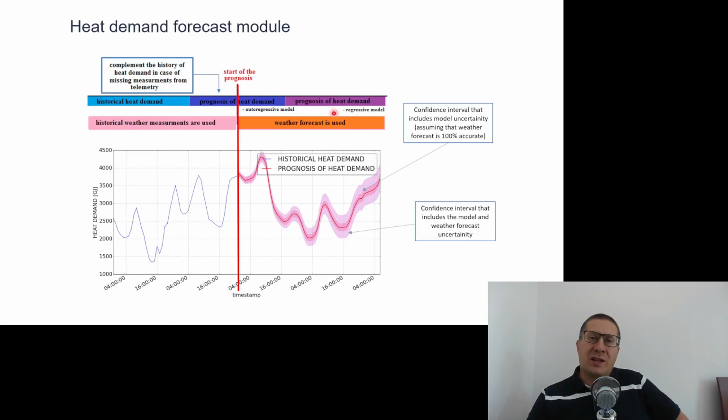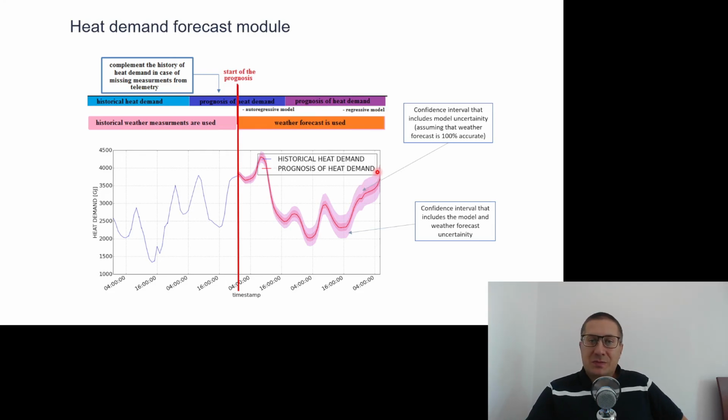If you build such models, it's always good to calculate some confidence intervals, so the end user can see how much he can trust your forecast, and he can decide if he wants to be aggressive or he wants to be conservative. The dispatcher might want to be conservative and have a big safety margin and use the worst scenario of heat demand.